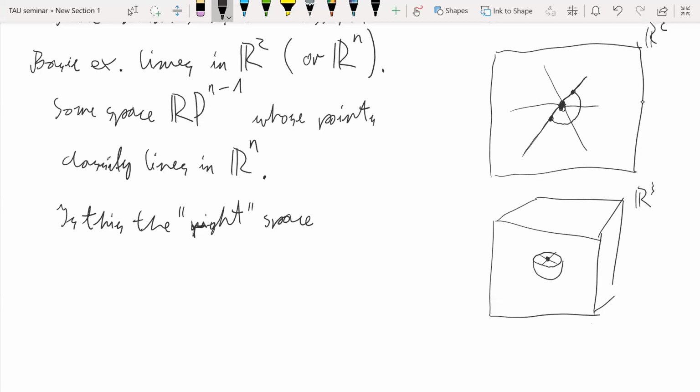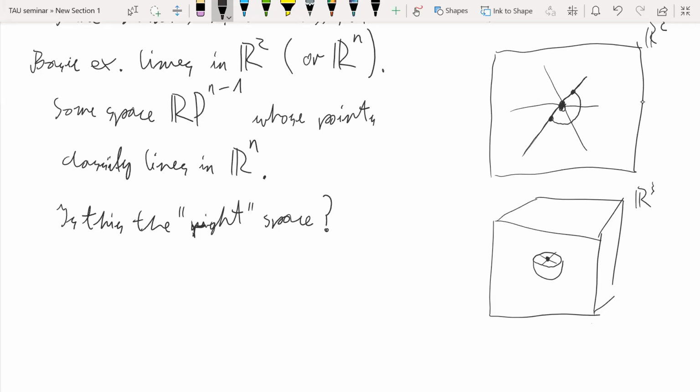Okay. So what do I mean with this being the right space? Well, it isn't exactly straightforward to answer, but one way to see that there is possibly some ambiguity here is that we can note that, for example, in this case of R squared, I could have also taken this semicircle to have only one endpoint and not have the other endpoint. And then I wouldn't even need to do any gluing of any sort. We would have just an open semicircle with one endpoint. And this would also be a space whose points classify all the lines in R squared.